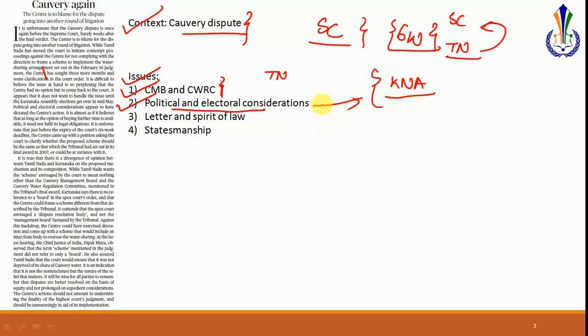So this is something that is unacceptable, and in that context, you can give this example that as happened in the Kaveri dispute also, that the board was not formed primarily due to political and electoral consideration. So this is one important example there.